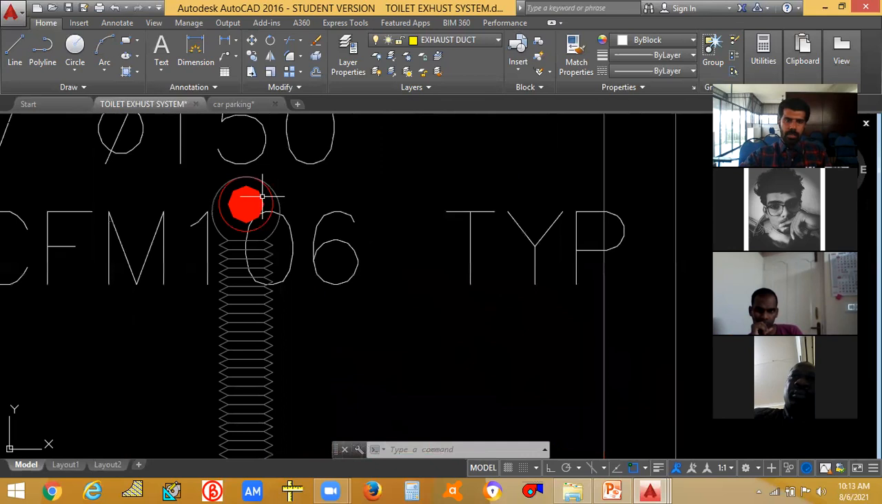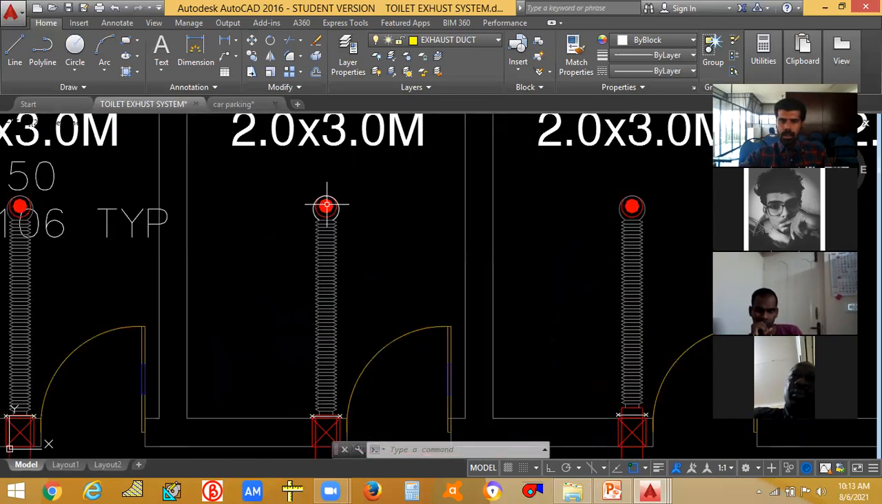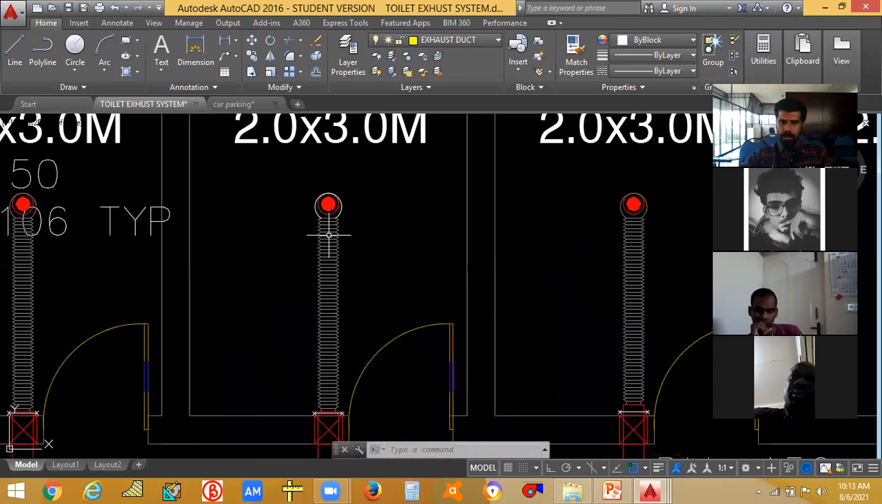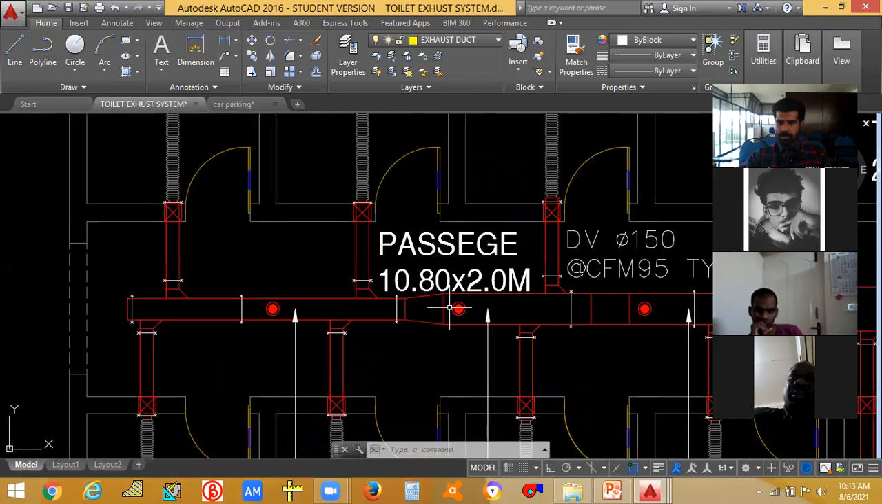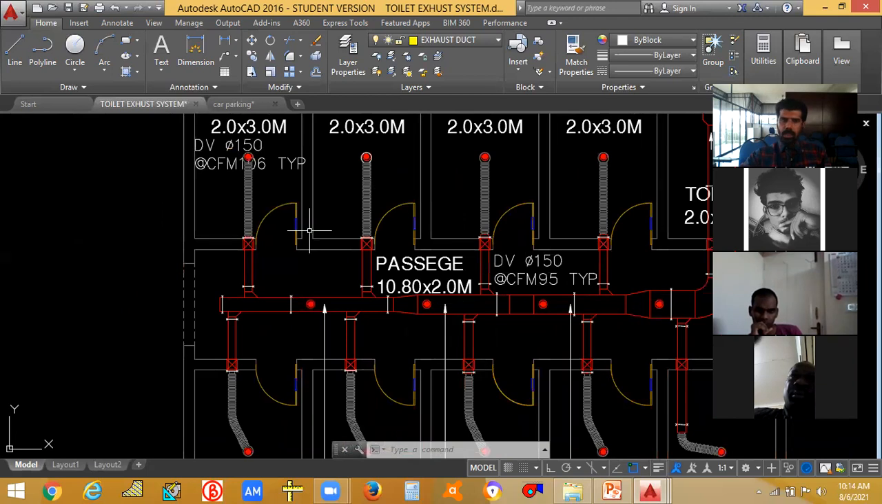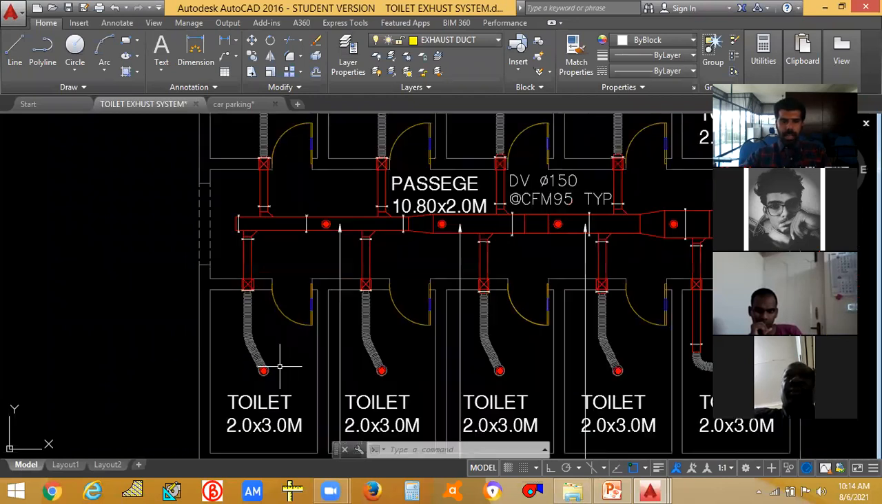This is the disc valve. I have placed the disc valve here. From the disc valve, I have taken a flexible duct, then a duct, then I give to a main duct with some branch ducts. This is the main duct. So how am I going to design it? How am I going to design for the CFM which is produced in this particular toilet?